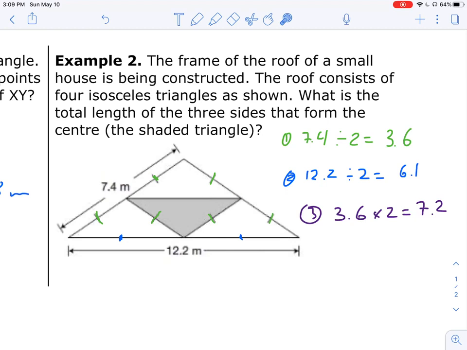Well, I know that this is going to be 6.1. Because if you look at this other triangle here, for example, which we determined to be 6.1, we know that this can also be 6.1, based on the fact that we have isosceles triangles and they're all the same side lengths here. So if this side is 6.1, this side is 6.1, that would be 6.1 as well.